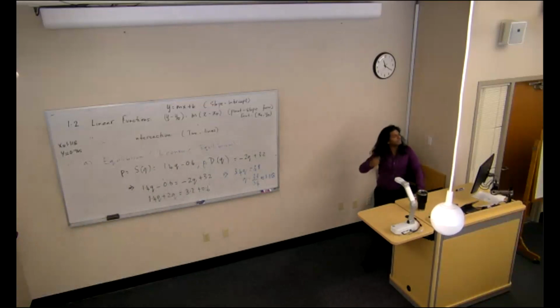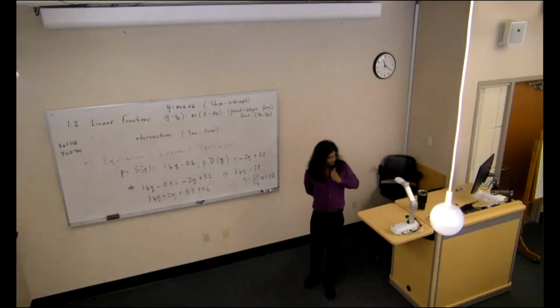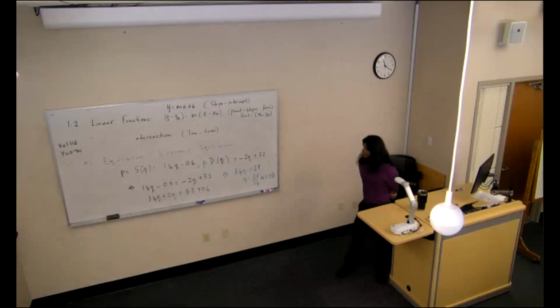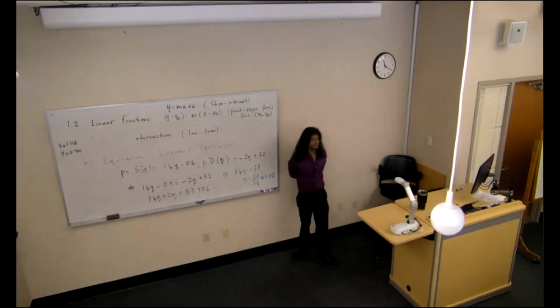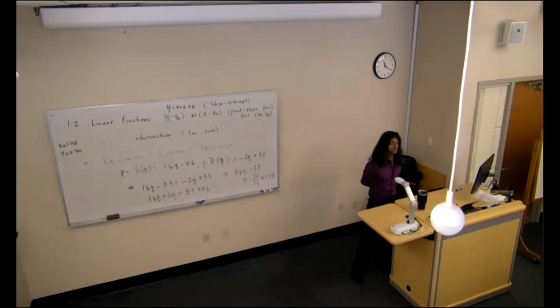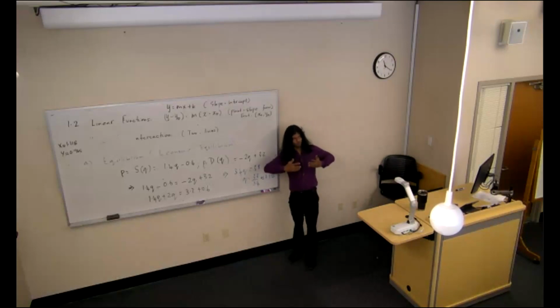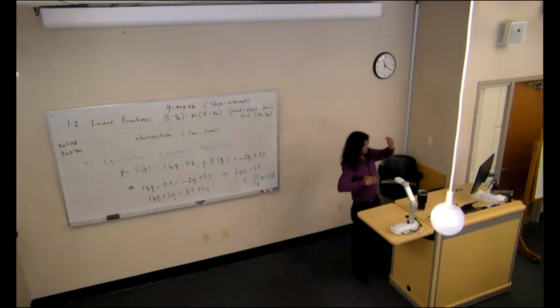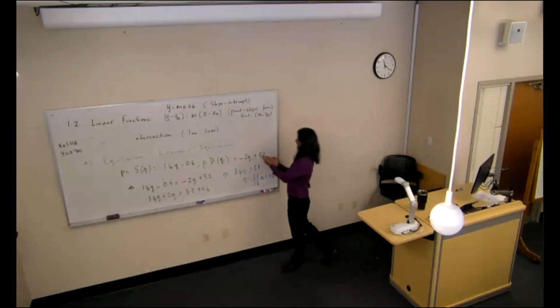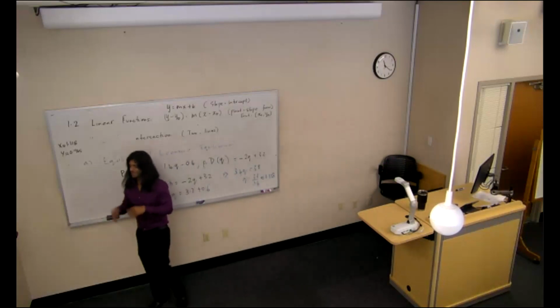How would I find p? Plug it in. Plug it in where? Either one. Sophie says either one. Why does it not matter which one I pick? Because they're intersecting at the same point. They intersect at the same point, so S and D are going to be the same at that value of Q. So whether you plug it in here or plug it in there, the answer will be the same.